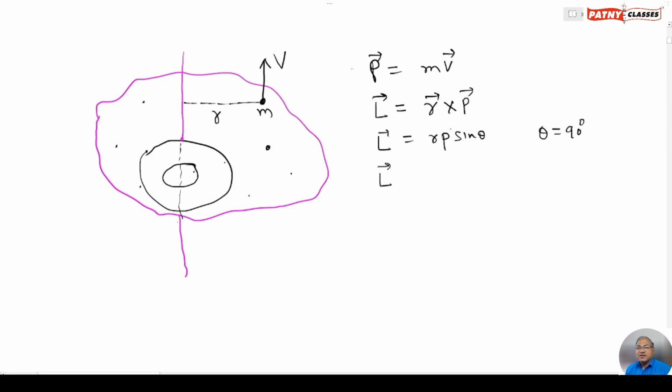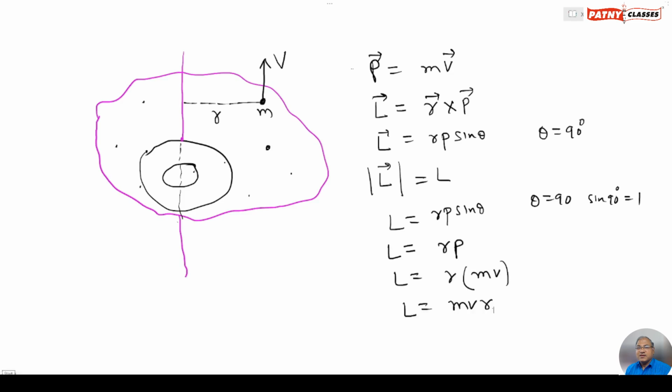Now, when you remove the vector on the right-hand side, you have to remove the vector symbol on the left also. So that becomes the magnitude of L. So L equals r p sin theta, where theta equals 90 degrees. Therefore, sin 90 equals 1. Can you guess why theta equals 90 degrees? Please write down your answer in the comment box.